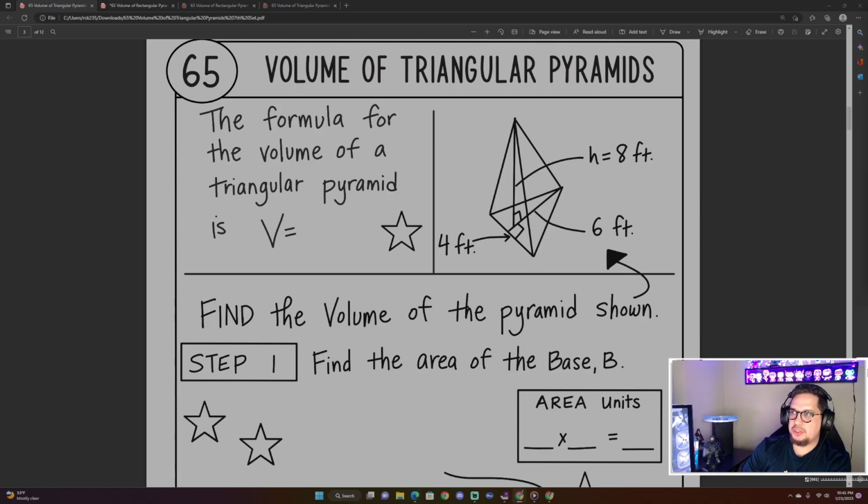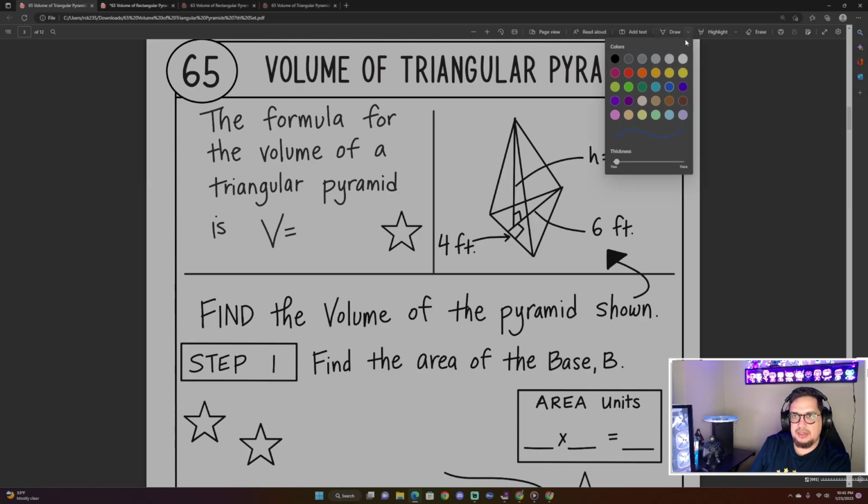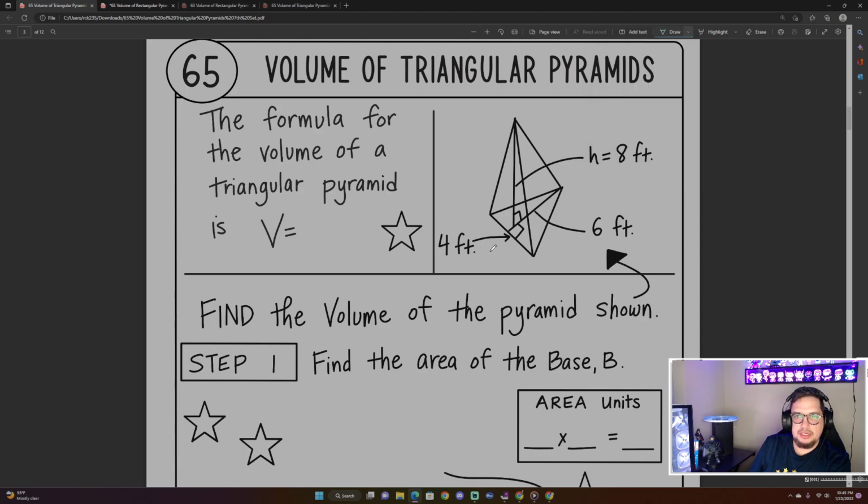So the formula for the volume of a triangular pyramid is 1/3. Use a different color again, for y'all with the same color all the time. Go with green. Okay, it's going to be 1/3 area of base times height.